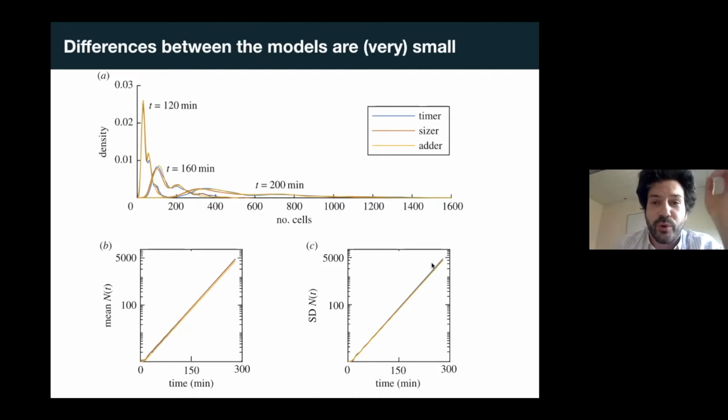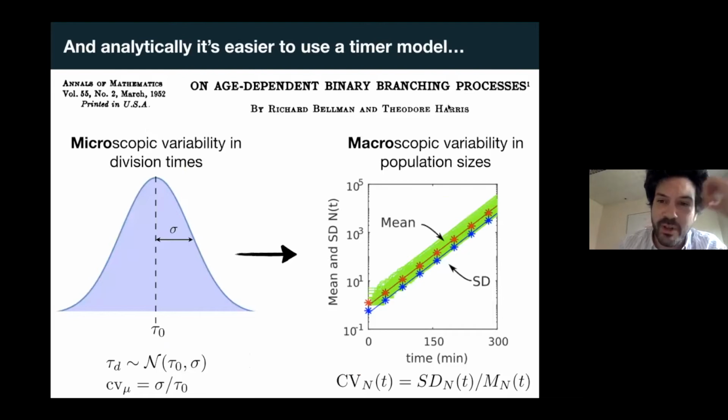Okay. So for all practical purposes, we are going to use a timer model, and we're going to base ourselves on this paper by Bellman and Harris, 1952, where they describe these branching processes, age-dependent branching processes. So what we're going to say is that at the single cell level, the division time is normally distributed with a mean tau 0 and a standard deviation sigma. And we're going to define the microscopic coefficient of variation, sigma over tau 0. Okay, so this is going to come up a lot in the next slides.